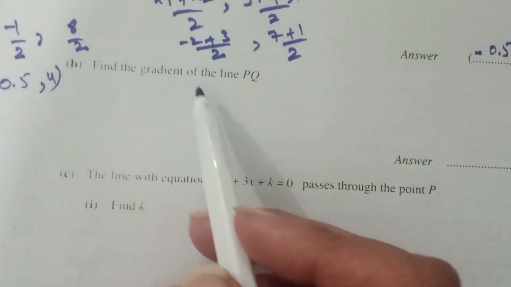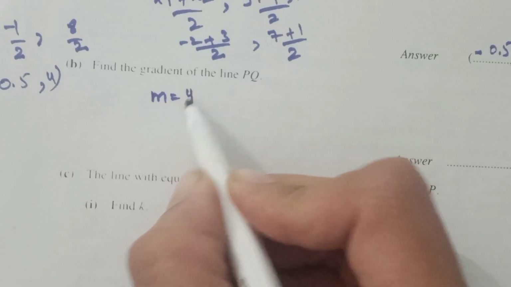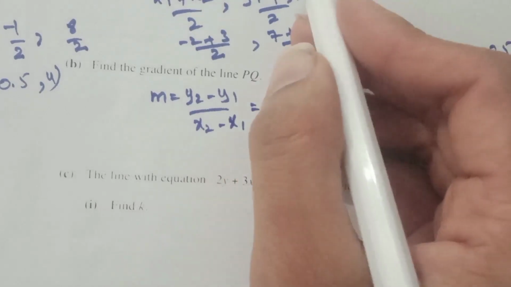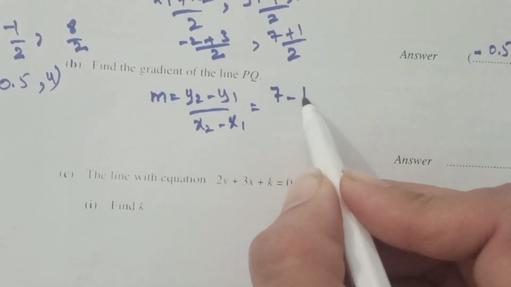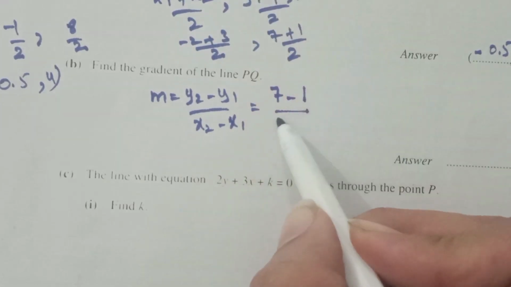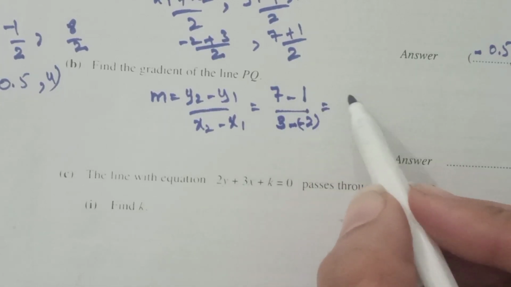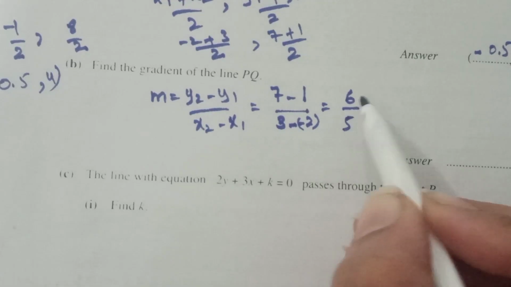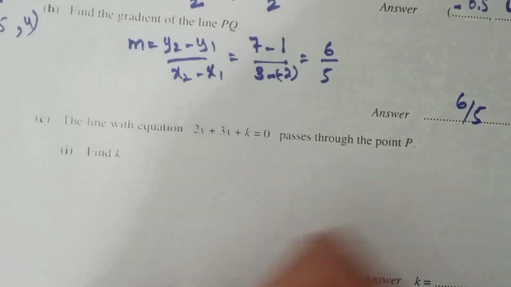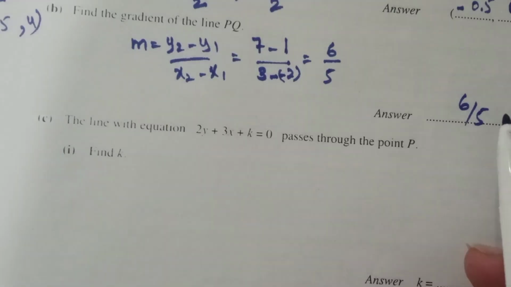Next part, find the gradient of the line PQ. The formula of the gradient is m equals (y2 minus y1) over (x2 minus x1). y2 is 7 minus 1, and x2 is 3 minus 2, which gives 5. We get 6 over 5, and that is the answer to part B, the gradient of the line PQ.